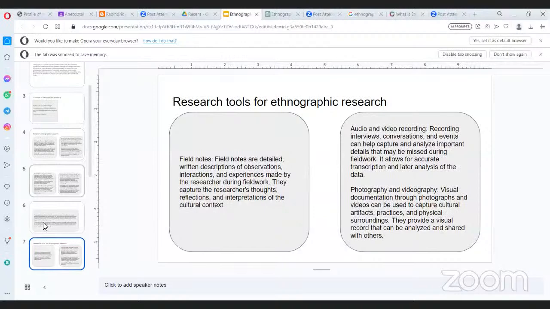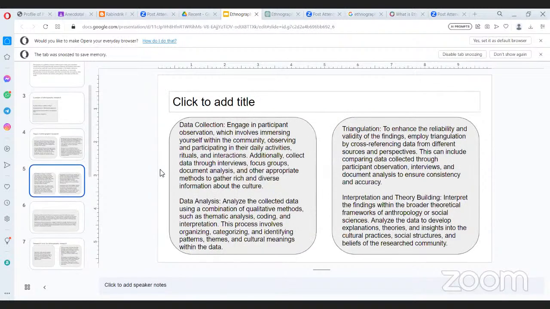I think now it is clear to you what is ethnography. Sir, I have some doubt in the triangulation part. Yes, Devjani. Triangulation part. Yes, sir.